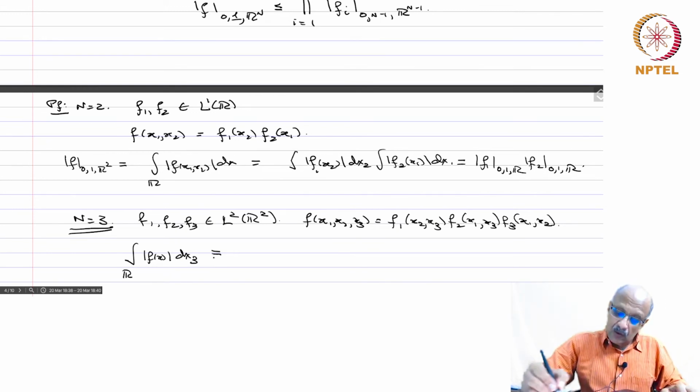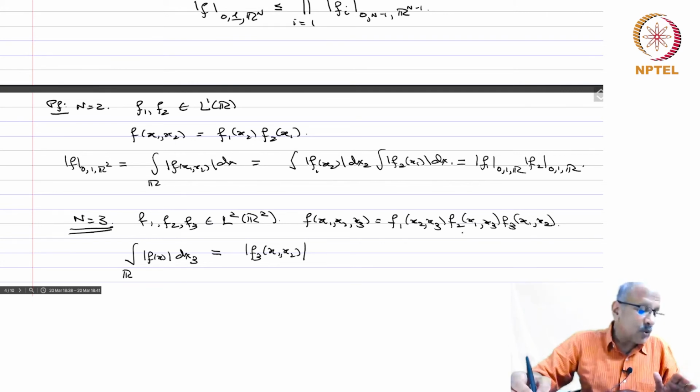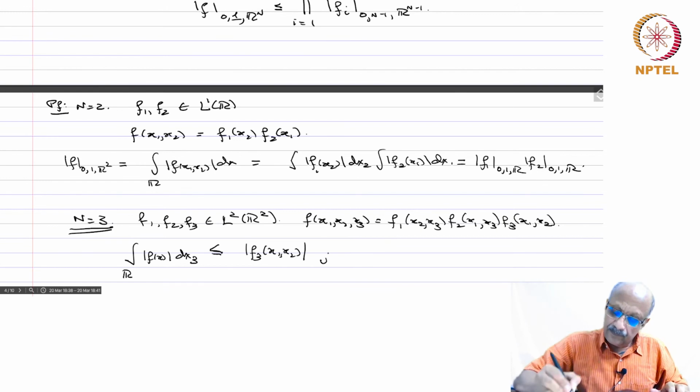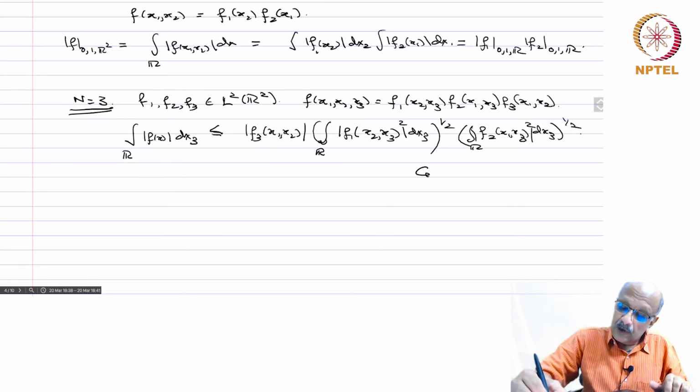So if I do this, now we are going to integrate with respect to x3. So f3 will have nothing about x3 in it, and therefore mod f3 of x1, x2 will come out. And then I have the integral on R of this function which I am going to integrate with respect to x3. So I apply the Cauchy-Schwarz inequality. So that is less than or equal to the integral on R of mod f1 of x2, x3 squared dx3 to the power half, times the integral over R of mod f2 of x1, x3 squared dx3 to the power half. This is Cauchy-Schwarz.